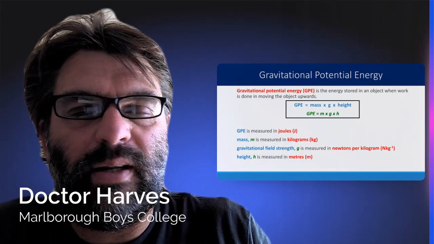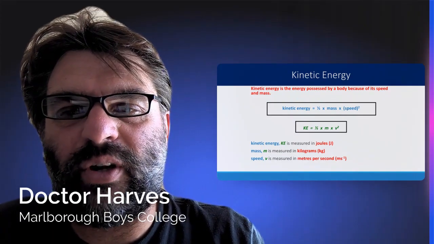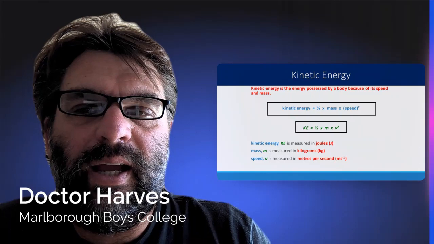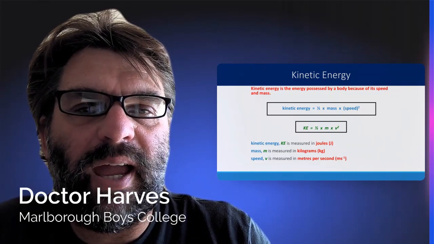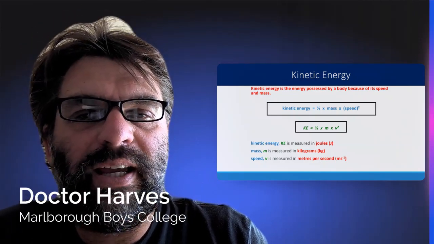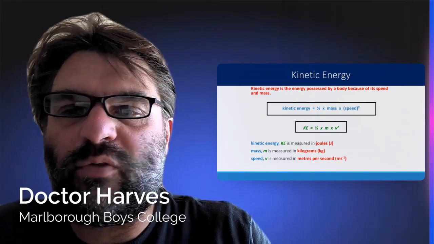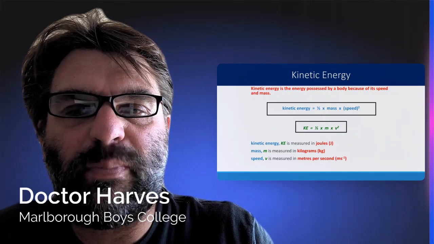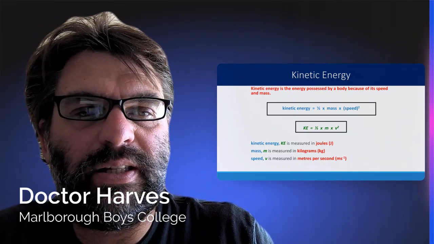Okay, and the other kind of energy that we focus on in Level 1 is kinetic energy, the energy of movement. And the equation for kinetic energy is half times the mass times the speed of that object squared. So KE equals half mv squared, where kinetic energy is of course measured in joules, mass again is in kilograms, and the speed v is measured in meters per second.